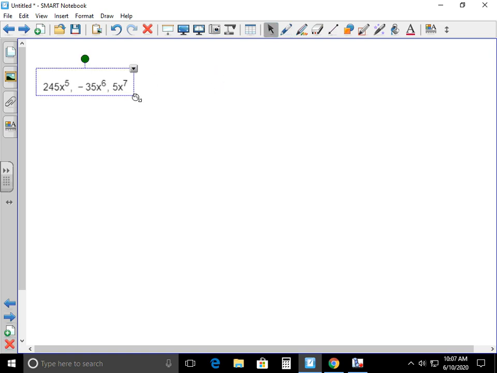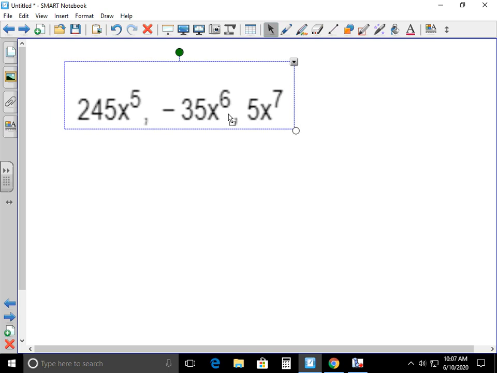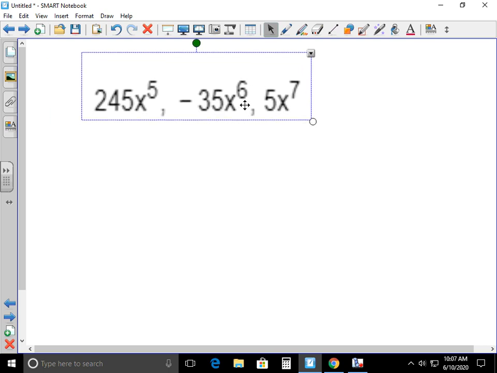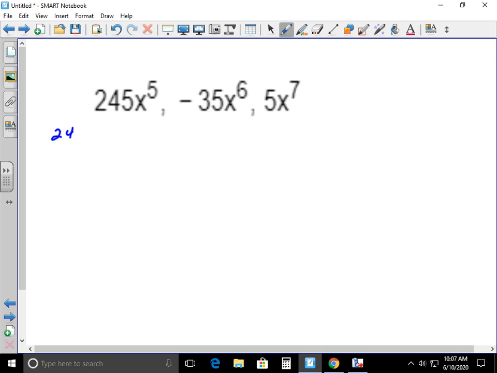Now the next one has both numbers and letters. So let's start with our numbers first. If we look at 245, there's several ways we could go about doing this. We could list the prime factorization of 245 and then the prime factorization of 35 and then a 5.